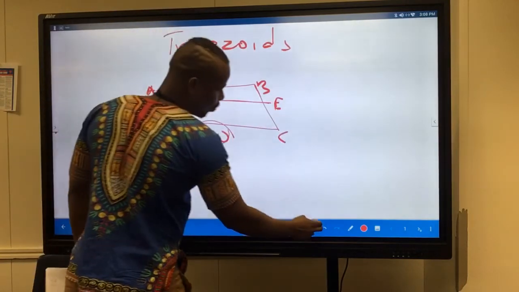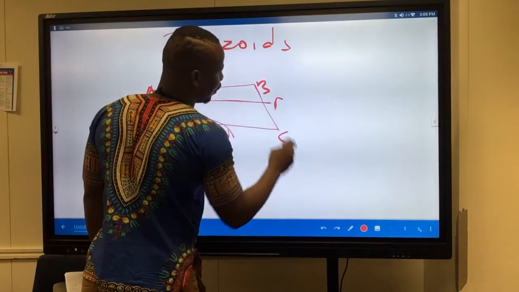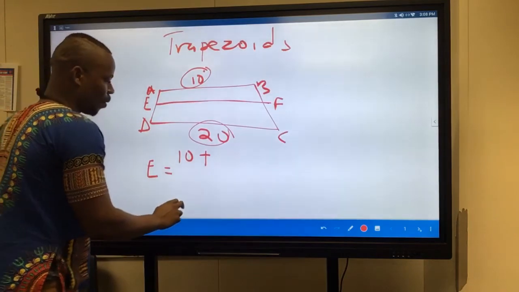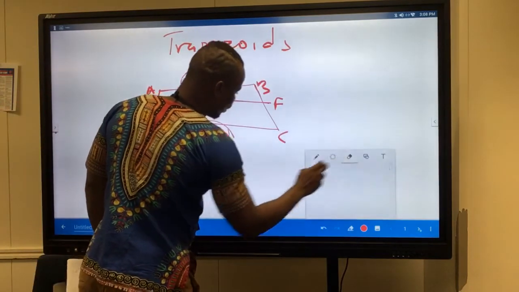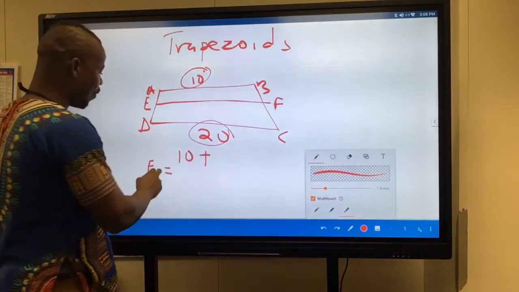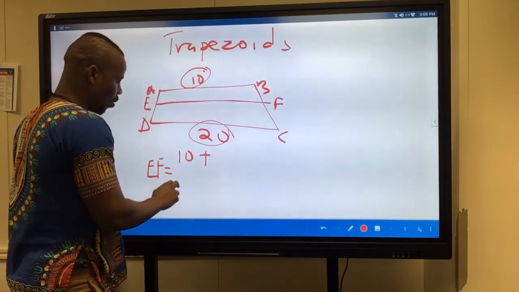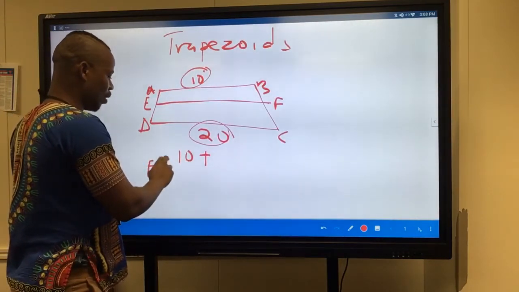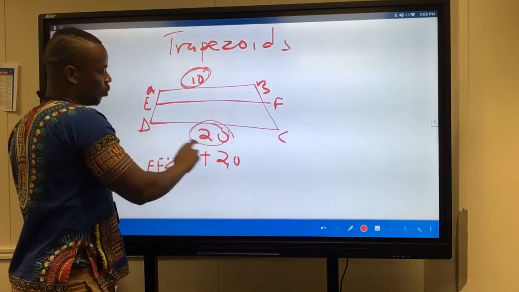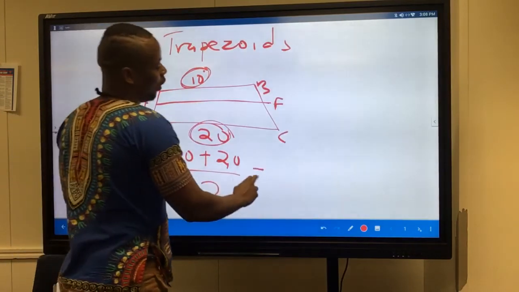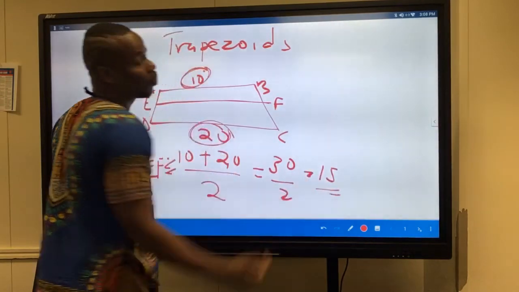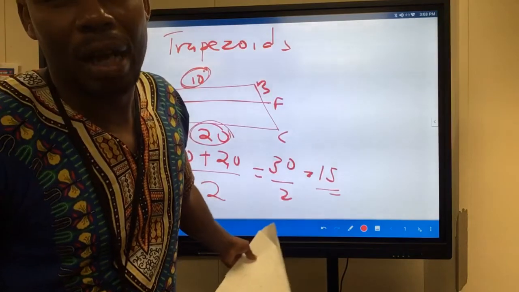Now, the base over here is 10, and the base over here is 20, and I want to find the median. All you have to do is add the bases. Imagine this is A, this is B, this is C, this is D, and this is E and F. So, EF will be equal to 10 plus 20, divided by 2. And that is 30 over 2, and that is 15. See, we're good.